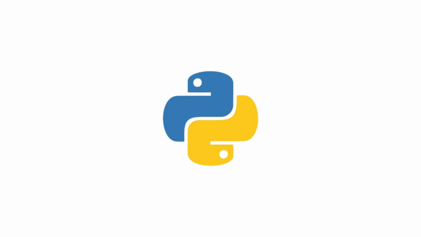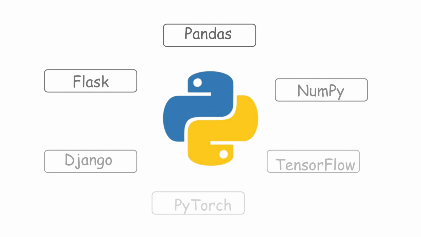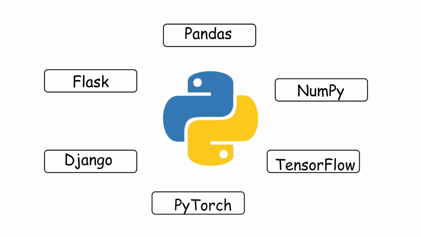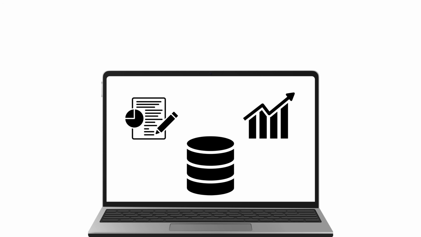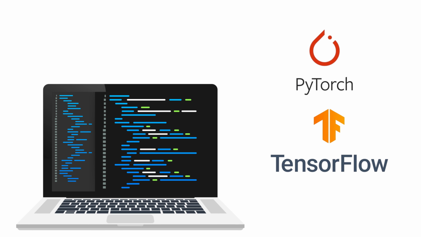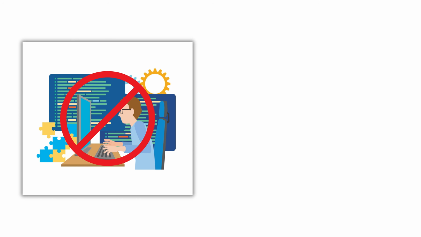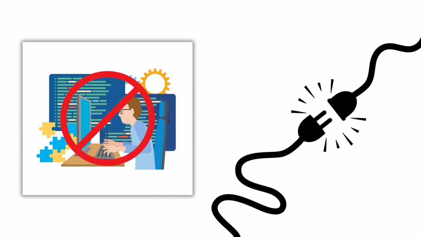But it didn't stay small. A big reason Python grew into something huge is its libraries, pre-built toolkits other programmers already made. Want to work with data? Pandas and NumPy handle that. Want to build AI? TensorFlow and PyTorch. Want to build a website? Django and Flask exist for that. Instead of building tools from scratch, you just plug these in.